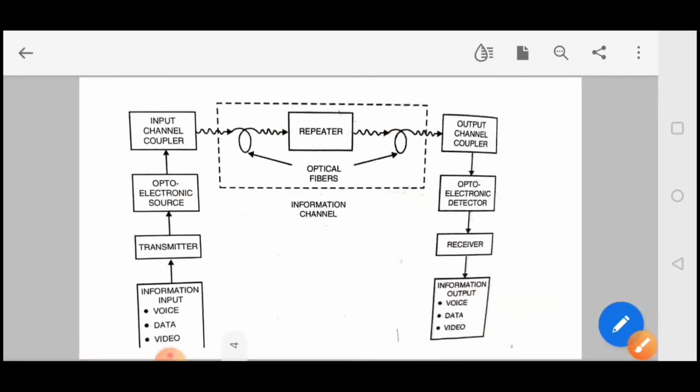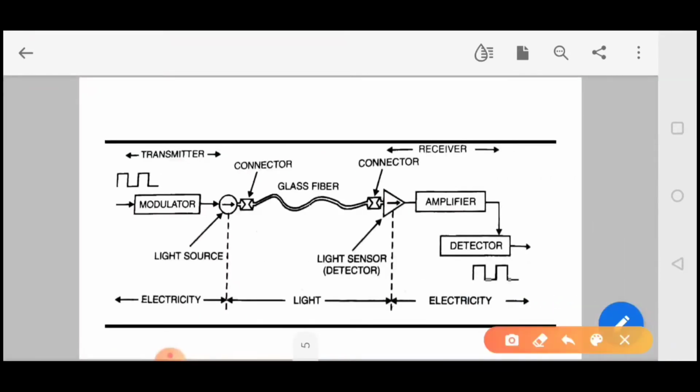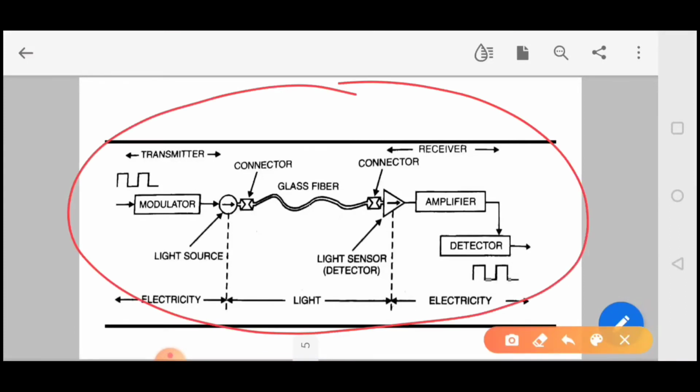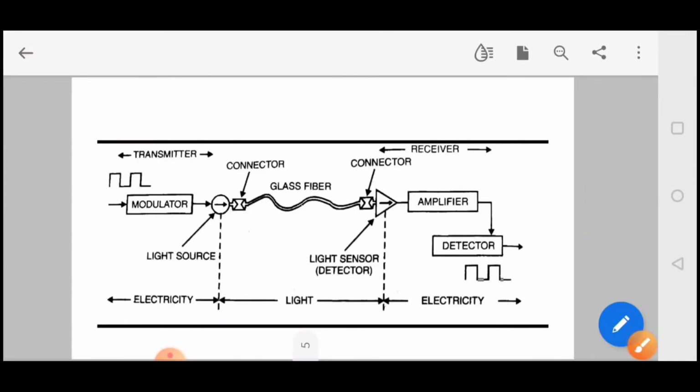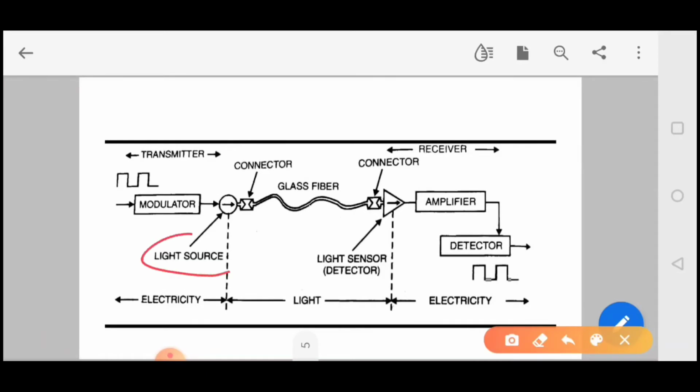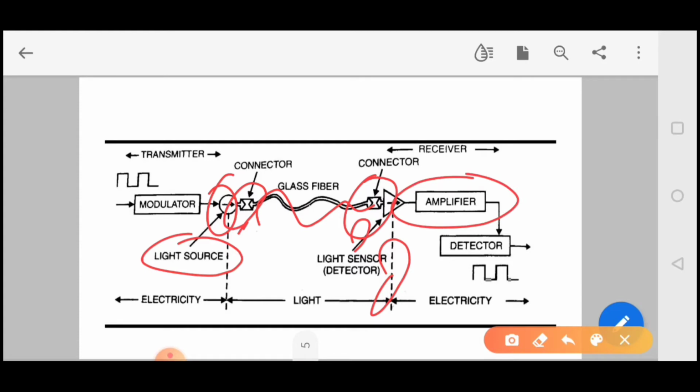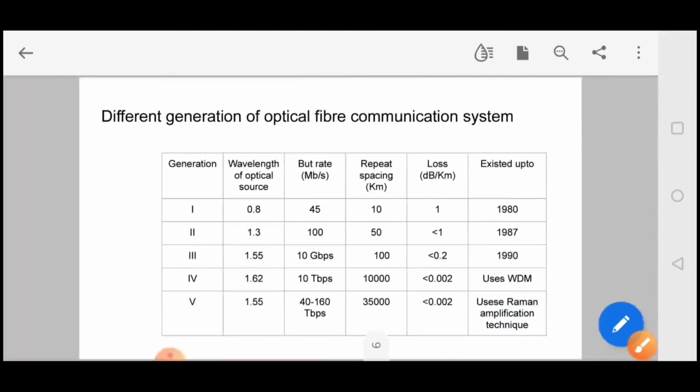Now the diagram has been clear. Here is the small diagram. You can imagine in your mind that we are using a modulator, and here the light source is used, and then this is connected with the connector. In the glass fiber the light travels, and with the help of the connector and the detector the light is again converted into electrical form, and we use an amplifier to amplify that signal, and in the receiver we use a detector. So these are the different generations of optical fiber communication.